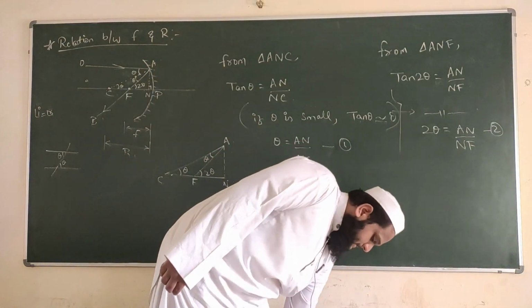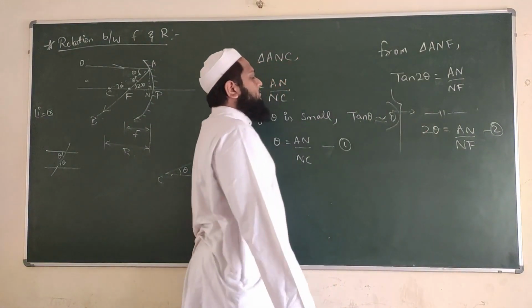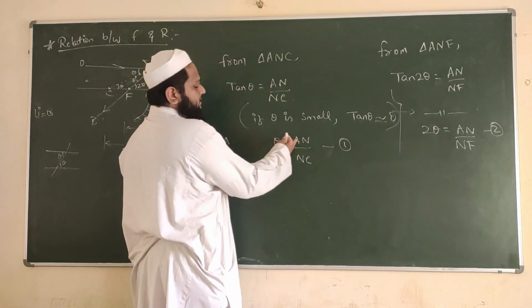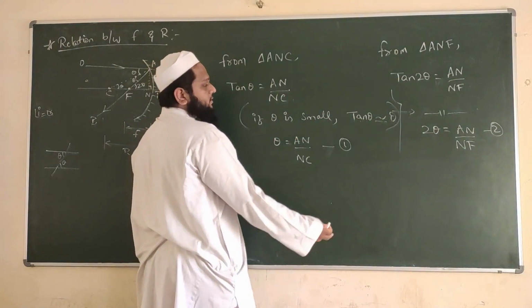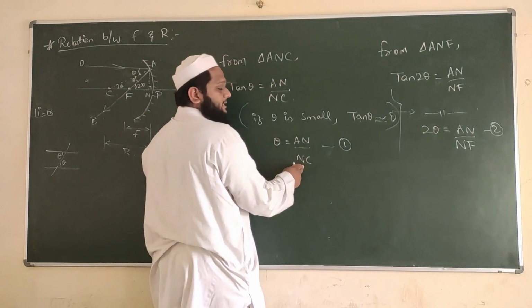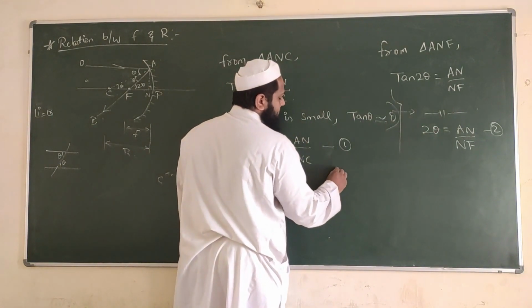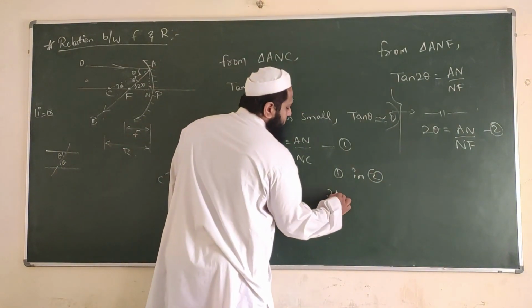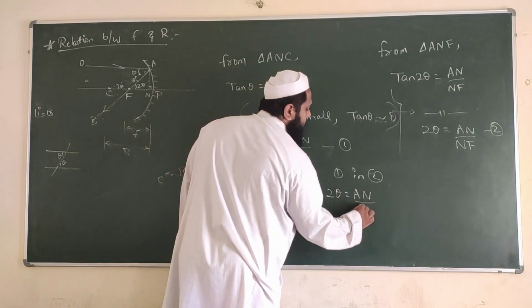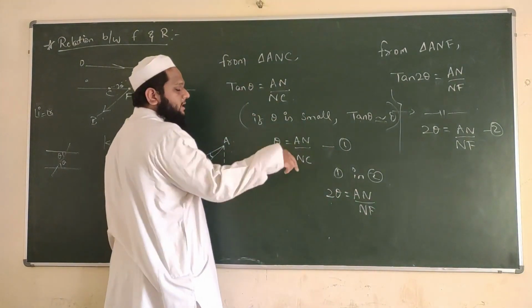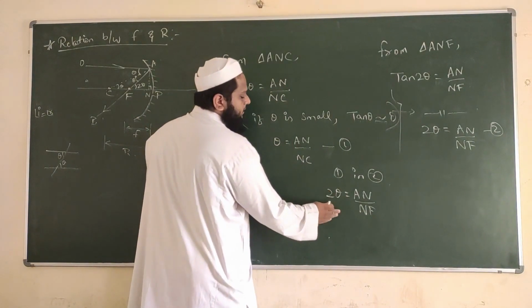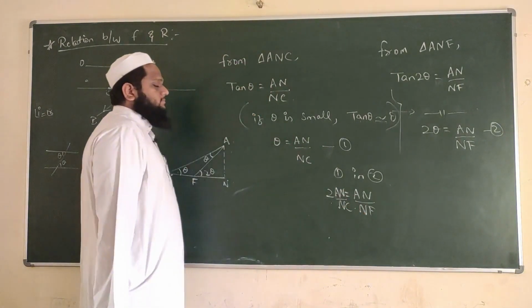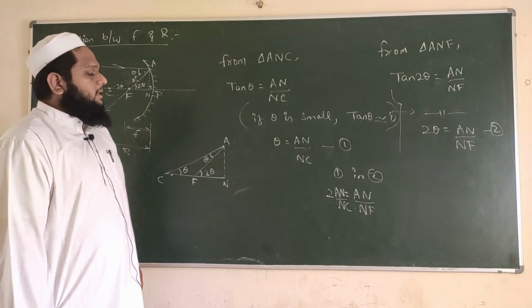Now theta is equal to AN by NC, 2 theta is equal to AN by NF. What I can do, instead of writing theta, I can write AN by NC. So substituting 1 in 2. 2 theta is equal to AN by NF was the second equation. In that I am putting the first equation, substituting theta. Theta will now become AN by NC. 2 AN by NC is equal to AN by NF.